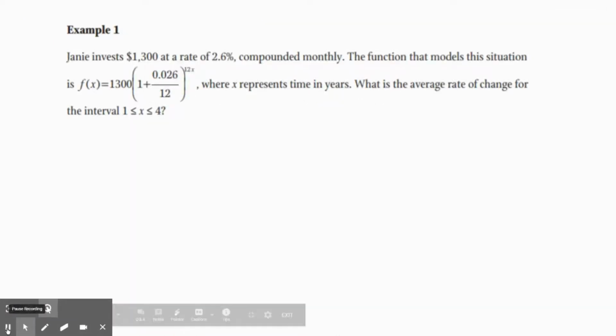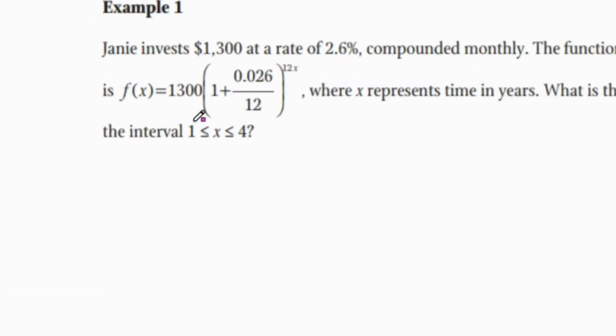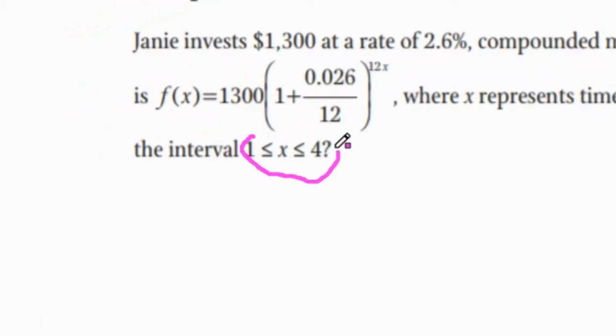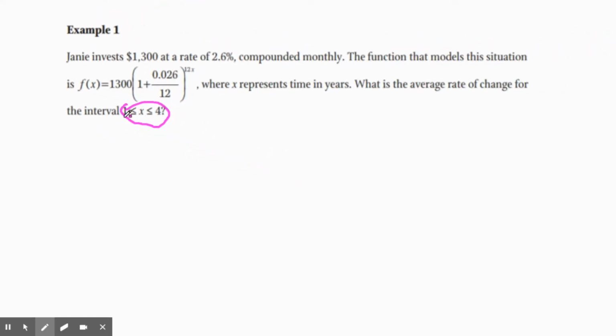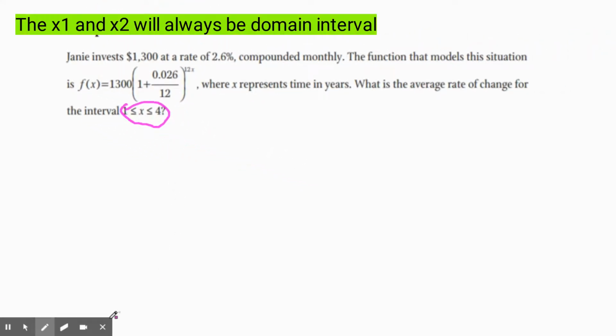Janie invests $1,300 at a rate of 2.6% compounded monthly. The function models this situation as f of x equals 1,300 times the quantity of 1 plus 0.026 over 12, the quantity of which is raised to the 12x power. And it says, find the rate of change for the interval, and this is the most important part right here. What will the rate of change be in the domain 1 to 4?